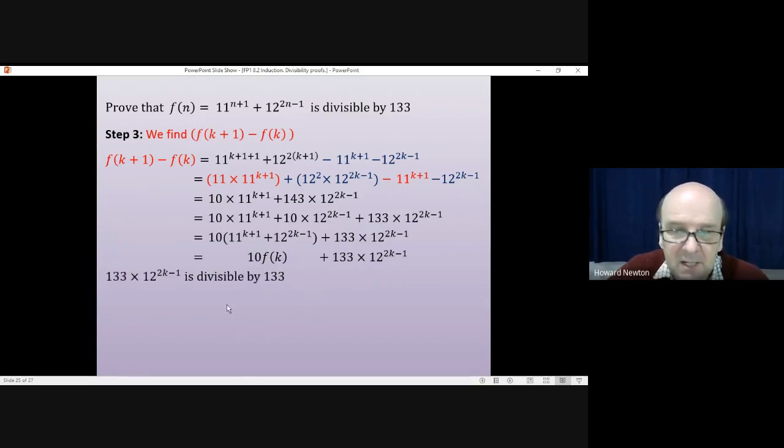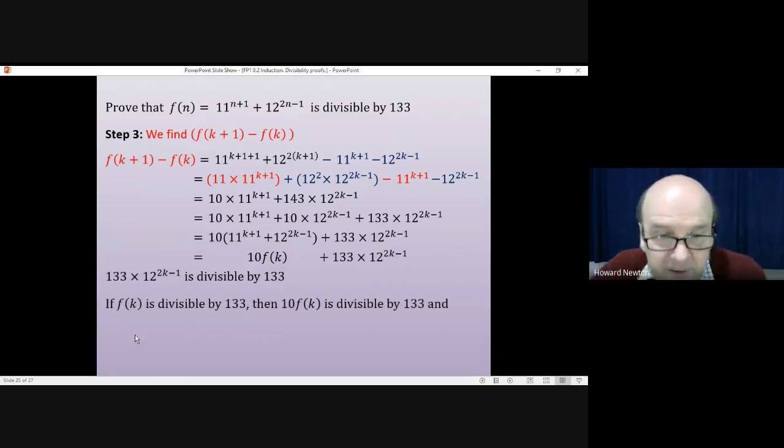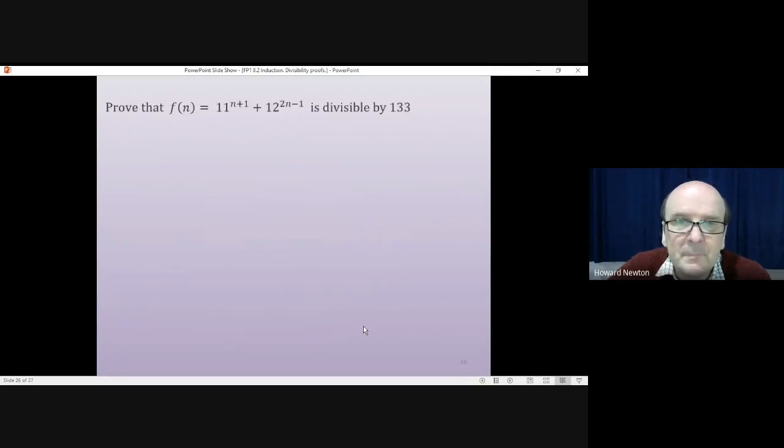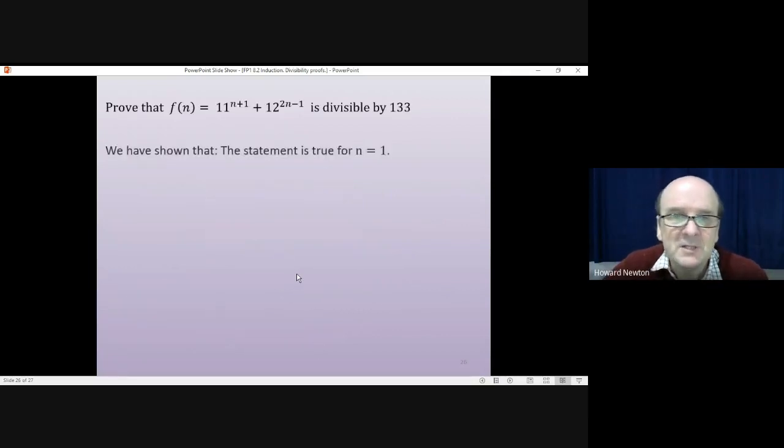Well, this term is clearly divisible by 133. And if f of k is divisible by 133, then so is 10 f of k. So therefore, f of k plus 1 minus f of k will also be divisible by 133, following the logic that we mentioned a little while back. Therefore, f of k plus 1 is divisible by 133. That's what we were trying to do.